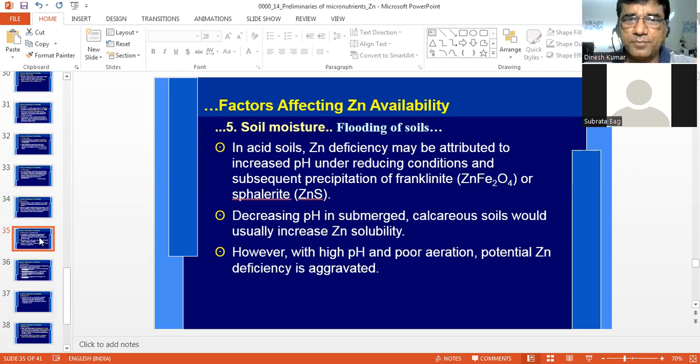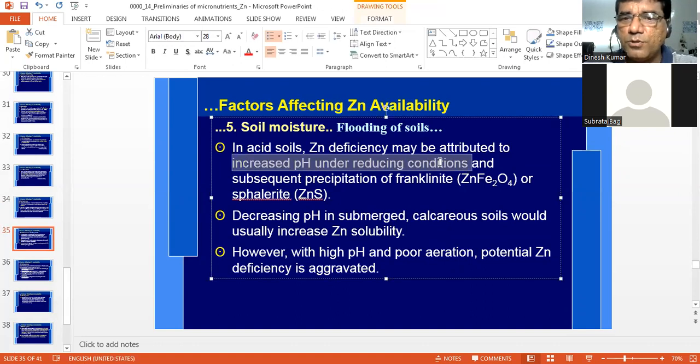In acid soils, now this is important because sometimes you may flood your soils, particularly in rice. In acid soils, zinc deficiency may be attributed to increased pH under reducing conditions. If you put water into acid soils, it raises the pH, and subsequently zinc is precipitated as franklinite, ZnFe2O4, or sphalerite, zinc sulfide. Therefore, availability of zinc will decrease.